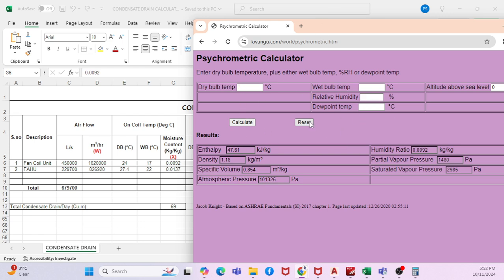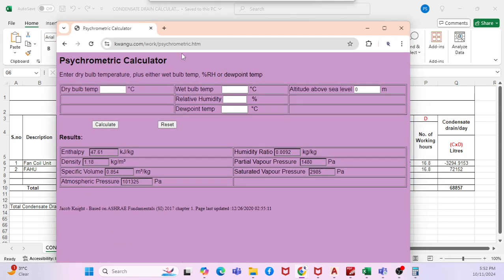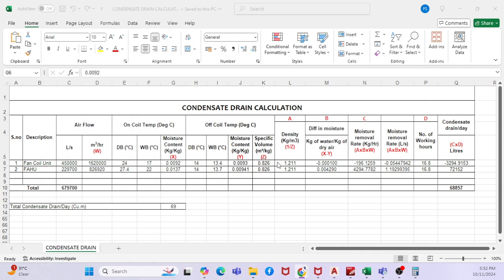Similarly, based on the off coil temperature, say for example, I have an off coil temperature of 14 degree and 13.4. So what I'm going to do is enter 14 degree and 13.2. When I calculate, I will get the humidity ratio of the off coil condition. So this is my off coil condition.